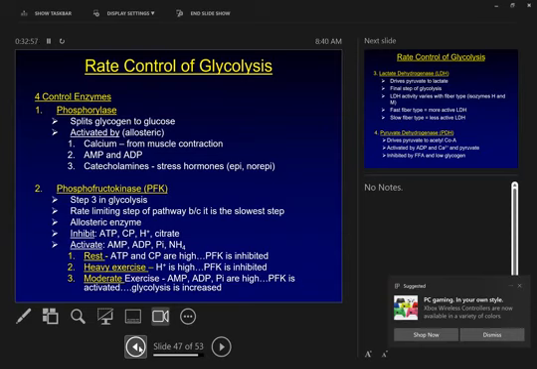So remember, phosphorylase. Oh no, I apologize. We didn't even talk about glycogen to glucose. But phosphorylase is the enzyme that breaks glycogen down. I'm not with it this morning.